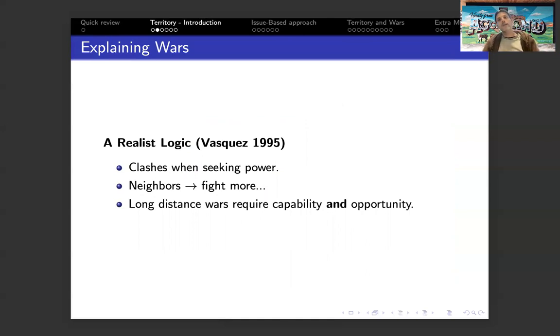Now, a more advanced version of this argument is that more wars will emerge between neighboring states because it's harder for states to engage in long-distance wars, right? If France wants to go to war in Russia or, I don't know, Turkey or something, it requires both the capability as well as the opportunity. Because this is very hard to accomplish for long-distance war, and it's easier to accomplish at closer distance, wars between neighbors are more likely.